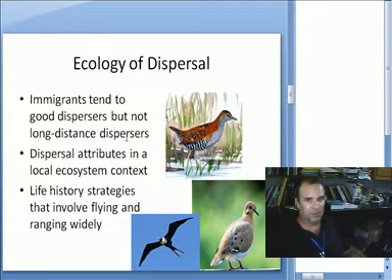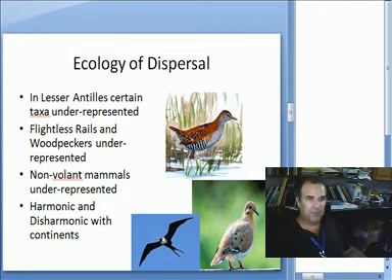And I've got one of them on the screen, the frigate bird, which ranges widely and disperses widely. This bird here is a type of rail, and that doesn't disperse very widely at all. That really is restricted to wetlands and swamps and doesn't travel very far. So this means that certain types of organisms, certain types of taxa, are going to be able to make it to oceanic islands better than other types of taxa.